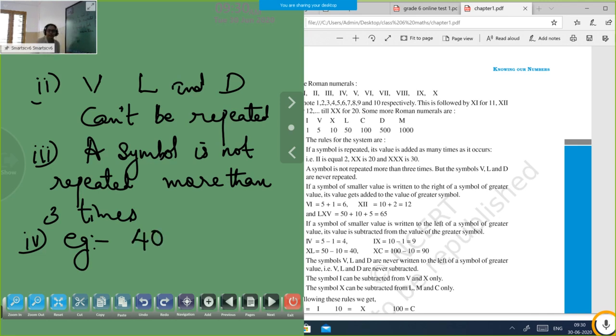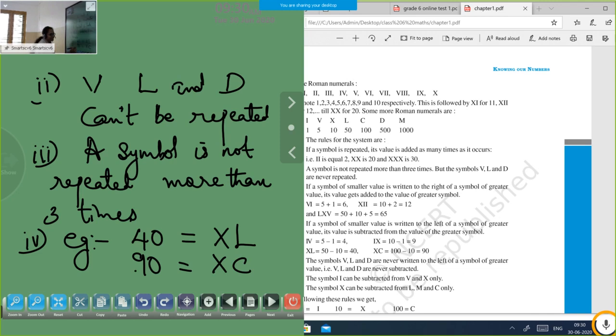40. How to write 40, children? 40 means 50 is L, so 40 means XL. How to write 90, children? 90 means 100 is what? 100 is C. So 90 means XC.